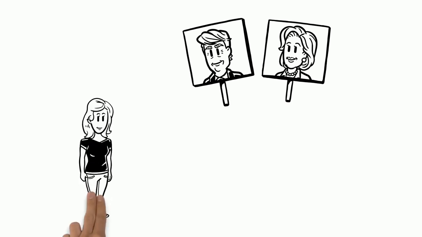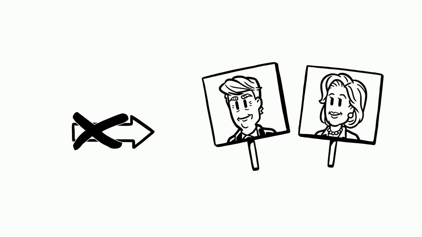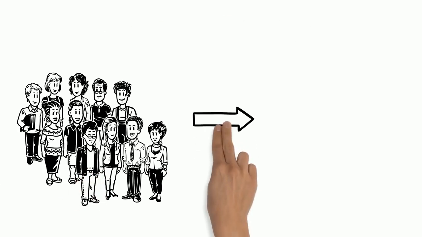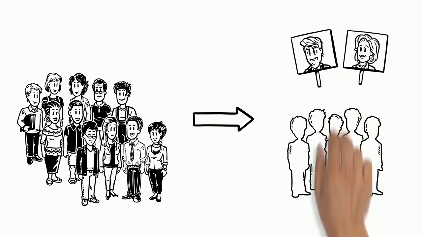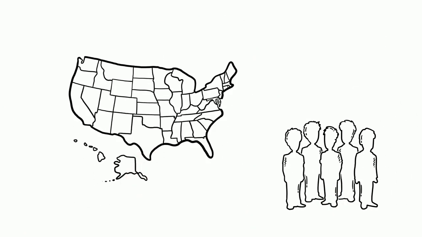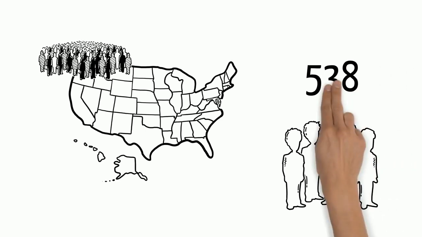Once the two presidential candidates have been chosen, Emily can vote for the one she prefers. Wait a minute. Once again, she can't vote for him or her directly. Like other Americans, she votes for someone called an elector. The electors represent the candidates in the main election. The number of electors varies from state to state and depends on the state's population. Altogether, there are currently 538.